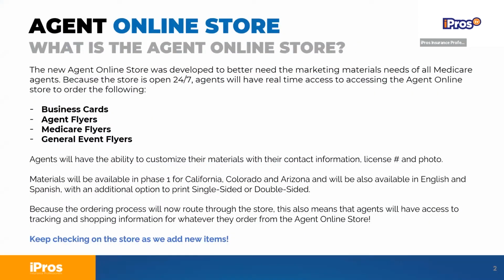So just really briefly, I know I've described it a little bit, but just so we're all on the same page, some of you might ask, what is the Agent Online Store? And really what the Agent Online Store is, is exactly what it sounds like. It's an online on-demand platform that you can access 24 hours a day, 7 days a week, and it will give you access to a repository that we've created of marketing materials. We really want to expand the online store in the future to add additional resources that agents will have access to. In our first phase, what we've been able to do is add business cards, agent flyers, Medicare flyers, and general event flyers. Here you can access these materials in a very easy process.